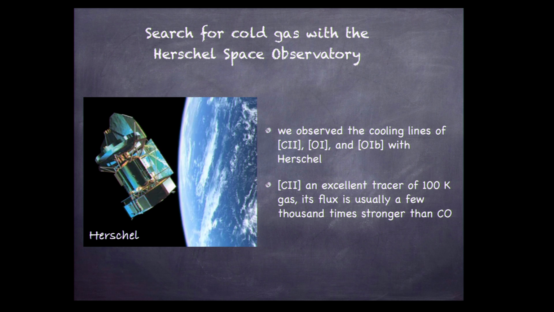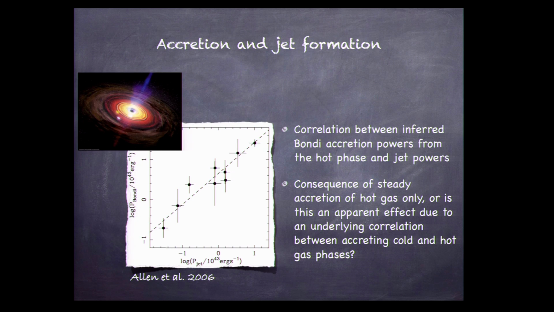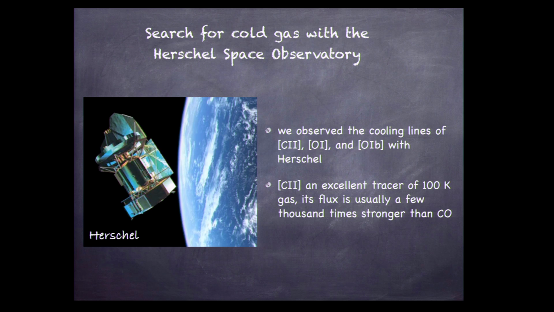So to search for truly cold gas in these galaxies, and to study its properties, we used the Herschel Space Observatory, and we looked at the cooling lines of C II, O I, and O I b. C II was our primary probe. C II is an excellent tracer of cold 100 Kelvin gas. It's an excellent tracer also because its flux is several thousand times stronger than the CO flux in galaxies.